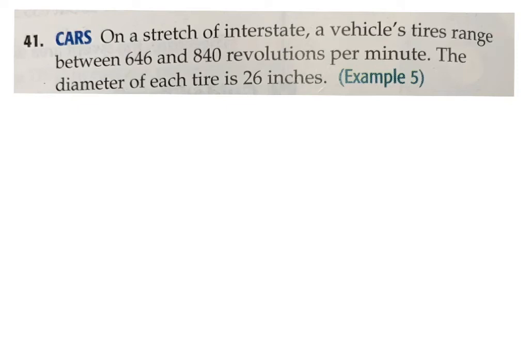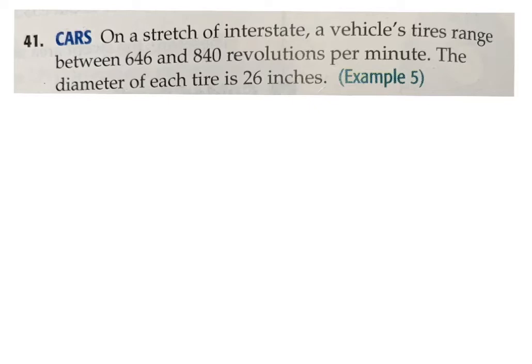So number 41 from homework. On a stretch of interstate, a vehicle's tires range between 646 and 840 revolutions per minute. The diameter of each tire is 26 inches. So the first question is find the range of values for the angular speeds of the tires in radians per minute.